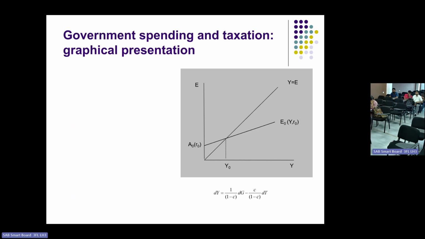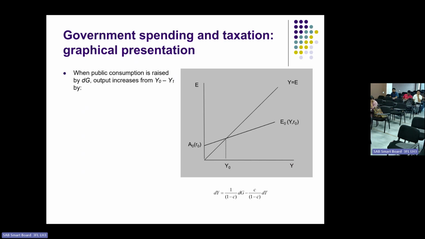Now here you can use this graphical explanation. This is the initial situation. The initial economy is in equilibrium at Y0. We have the aggregate demand curve, an upward sloping curve given by AD0, and we have the 45-degree line, Y equals AD, the equilibrium income equation.